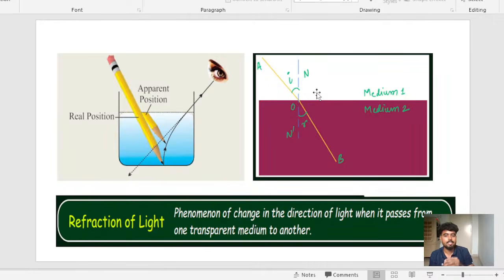This is called refraction of light. What is meant by refraction of light? Bending of light is called refraction of light. When we talk about this, we should know about the mediums. One medium will be the rarer medium and another will be the denser medium. What is the example for rarer medium? Air and vacuum are great examples for rarer medium.